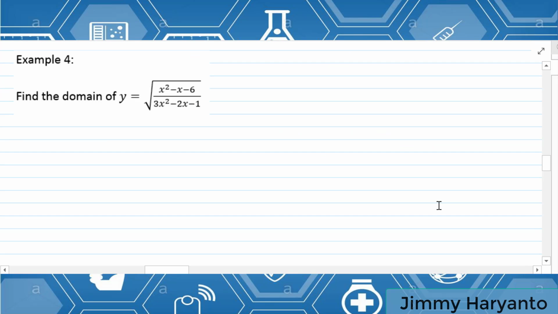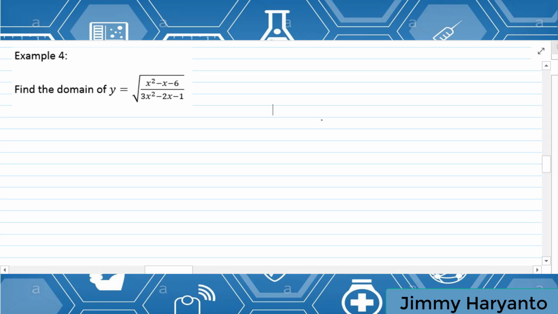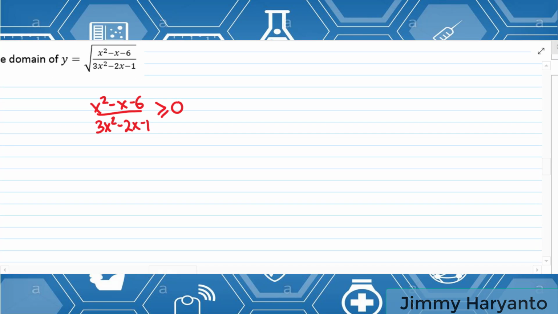Okay, how about number 4? Number 4 is the hardest one. We have x squared plus x minus 6 over that one. So the function inside the square root has to be greater than or equal to 0. So for this one, we will have (x squared minus x minus 6) over (3x squared minus 2x minus 1) greater than or equal to 0. And then you have to solve it using irrational inequalities.